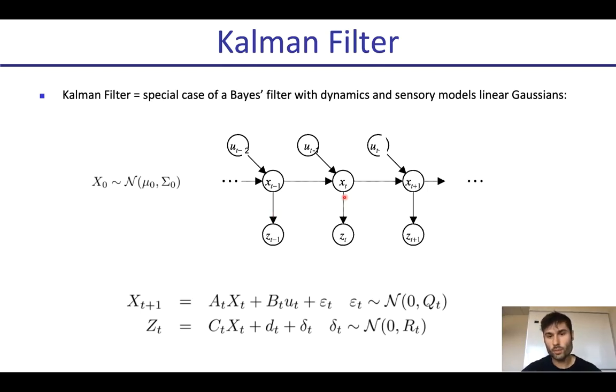What this graph is also saying is that the variable xt plus 1 just depends on xt and ut. There is no further dependency. So if you know xt and ut, you are able to recover the distribution of xt plus 1. And then the zt's just depend on the underlying state. There is no other dependency.